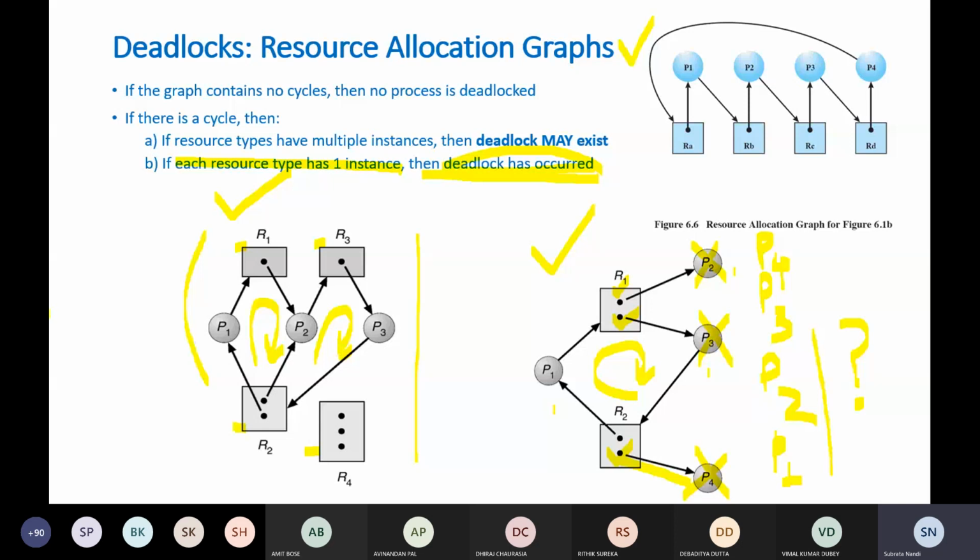So in the first case there is a deadlock. In the second case there is no deadlock, as we can see, although there is a cyclic dependency. And in the topmost case there is a cycle, as you can see here. This is a cycle involving multiple processes, and each resource type has just one unit. So it can be guaranteed that there is a deadlock here.